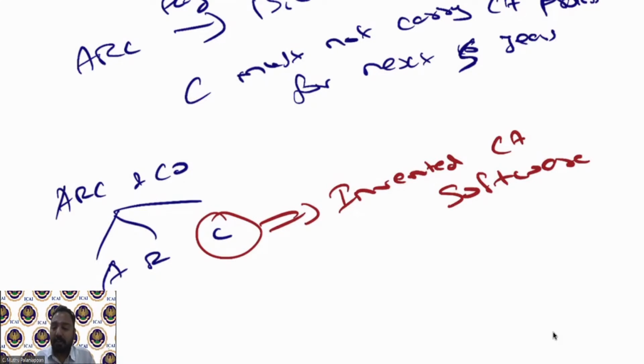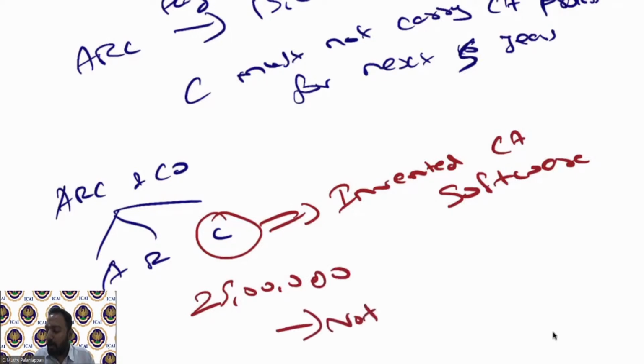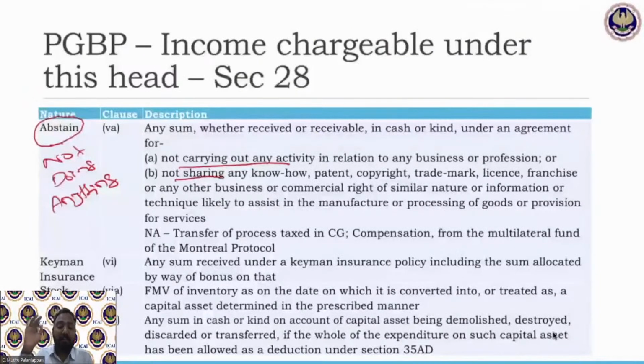So ARC and Co says, I will pay you 25 lakhs. You must not share the secret of the software. You must not share any secret about the software. For that, I will pay 25 lakhs. So that's what you're calling as not sharing any know-how, patent. So please remember this abstaining, that is not doing anything, for 2 reasons: not carrying out any activity, not sharing any know-how, patent, copyright that you have. So this is what is called as not doing anything. So that is what is there. Next is keyman insurance.